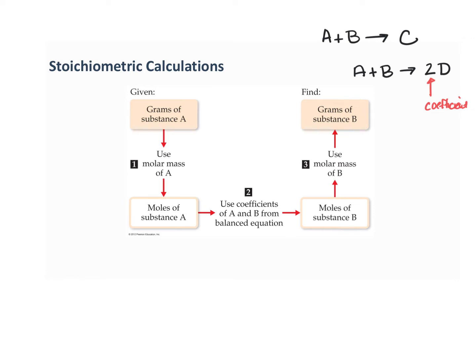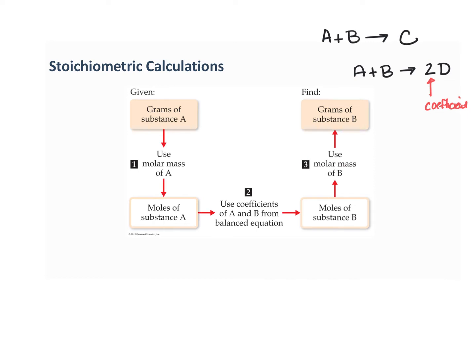So instead, we need to go from grams to moles. Now, we've already done these calculations where we go from grams of substance A to moles of substance A. You're going to use the molar mass going this way. We're going to use coefficients of A and B from a balanced equation to figure out the moles of B, and then we use the molar mass of B to figure out the grams of substance B.